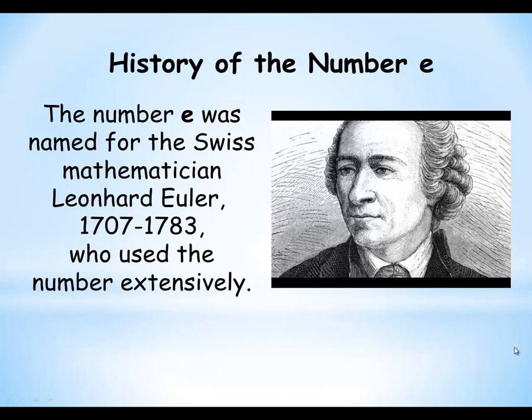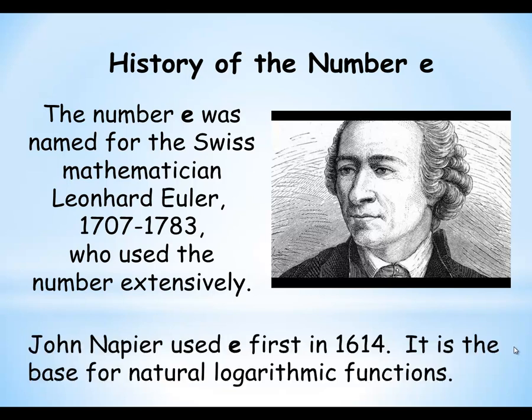The number e was named for the Swiss mathematician Leonhard Euler, who lived from 1707 to 1783. He used the number extensively. However, John Napier used e for the first time in 1614. It is the base for all natural logarithmic functions.